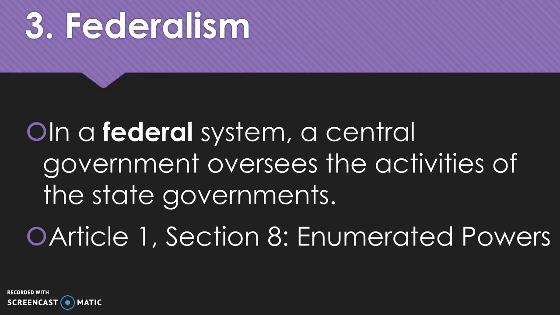Our third big idea is federalism, the notion that we don't have individual governments for every state without having one big umbrella government, one big federal government overseeing the powers of the state governments.